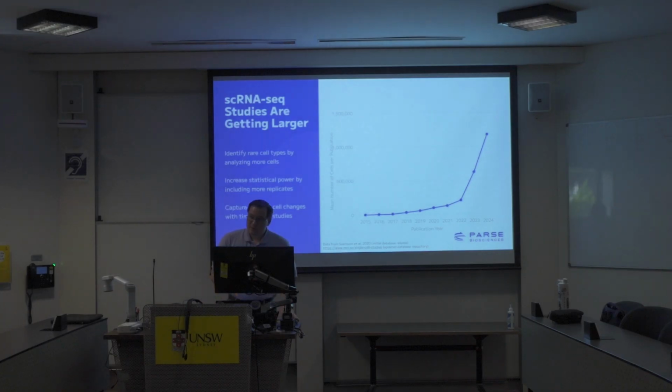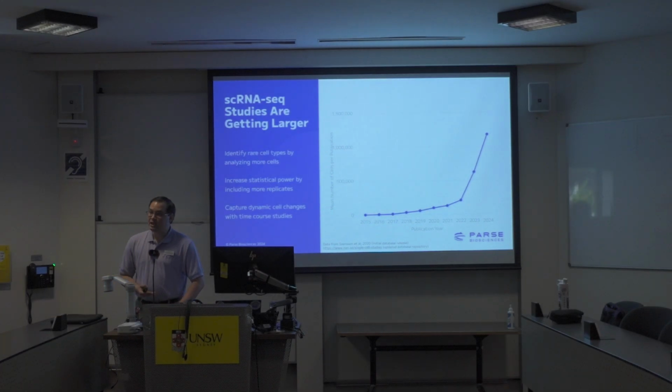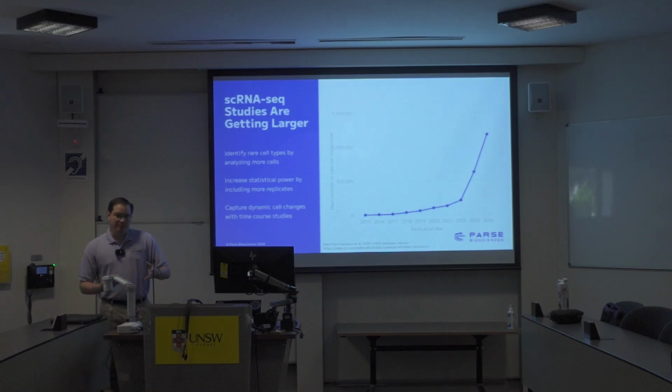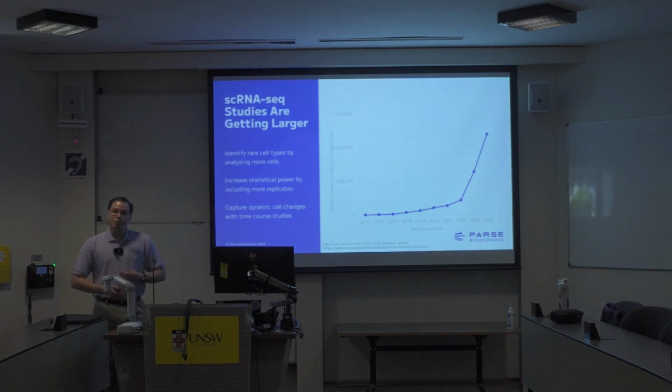Now, nowadays, single-cell RNA-seq studies are getting larger and larger and larger. And this is needed to identify rare cell populations and increase your statistical power for your downstream analysis. Because for a single-cell experiment, n equals 1 is 1 cell, and the more cells you have, the more statistical power you have, and the more convincing your data is.